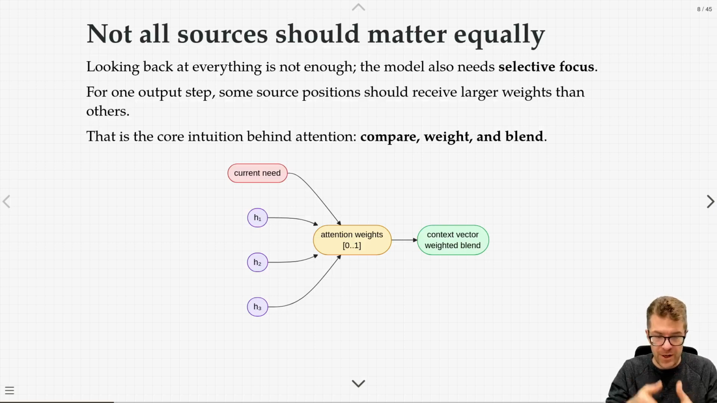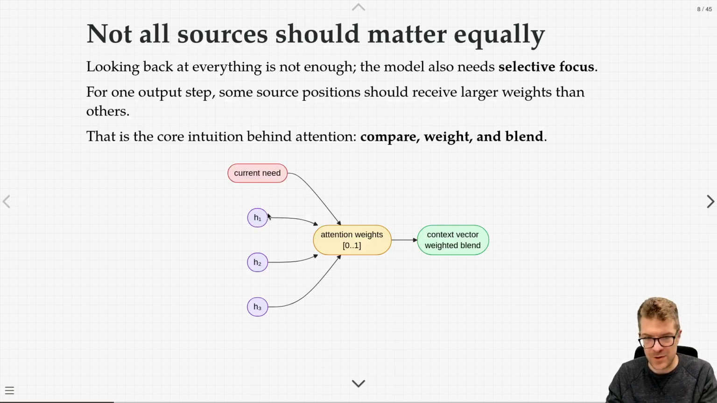So for a particular output step, different source positions, different French words should matter more or less, and therefore they should receive larger weights than others. And this is the key intuition behind the whole attention mechanism. We're going to compare what we need right now. So right now I'm calling it the current need. So I need some information.